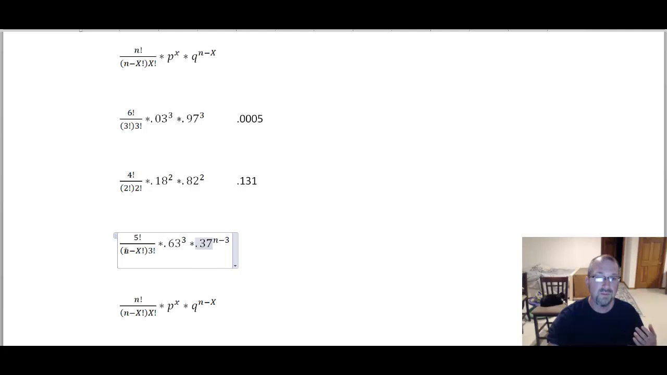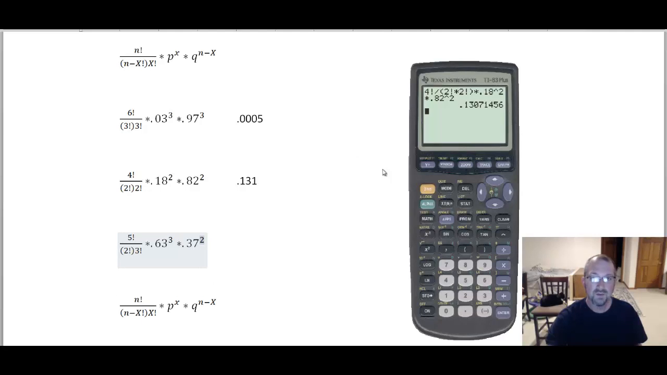Now, what this means is that our sample size, 5, is going to have to subtract the number of successes we want, which is 3. And we'll put those in both of these spaces, 5 minus 3. And then we subtract the 2. 5 minus 3 is 2, and then this 5 minus 3 is 2 as well. And we're going to go back to the calculator.